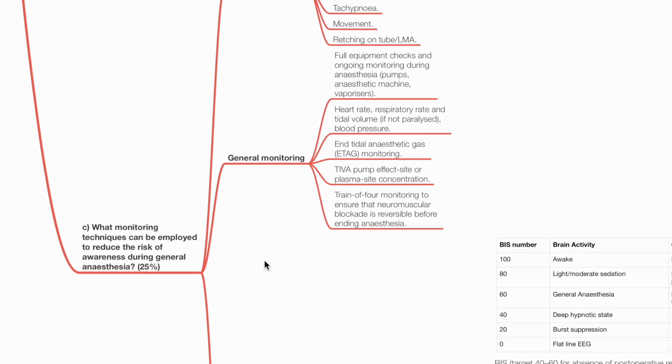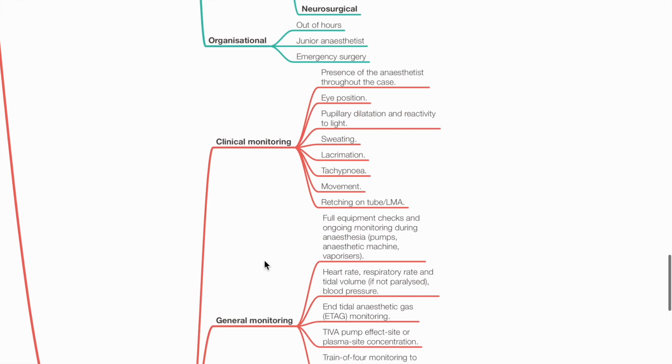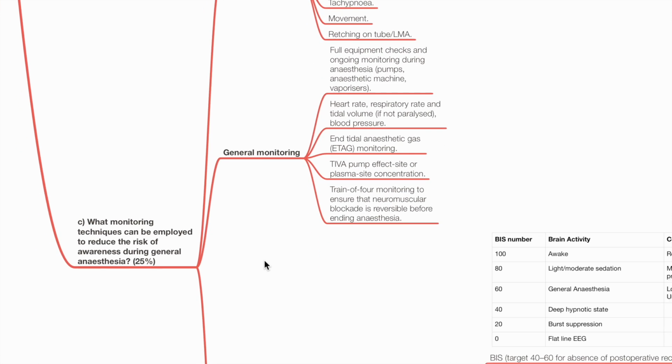What monitoring technique can be employed to reduce the risk of awareness during GA? Clinical monitoring includes presence of anesthetist throughout the case, eye position, pupillary dilation, and reactivity to light, sweating, lacrimation, tachypnea, movement, and retching on the tube or LMA may indicate awareness.